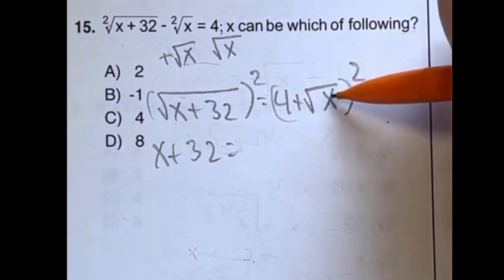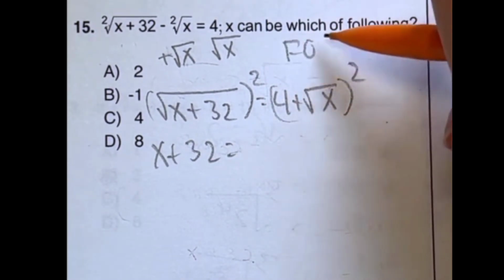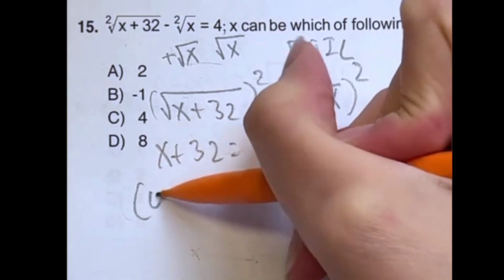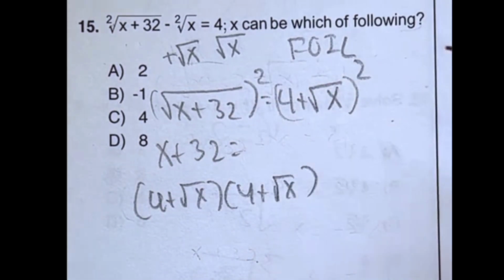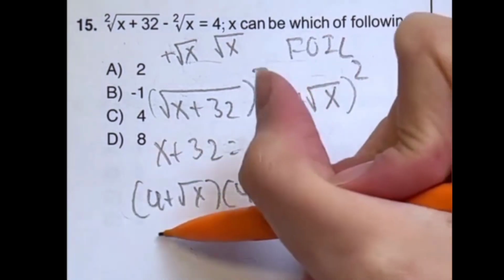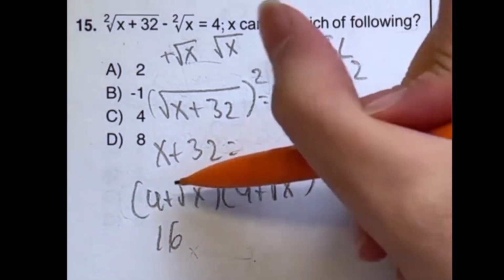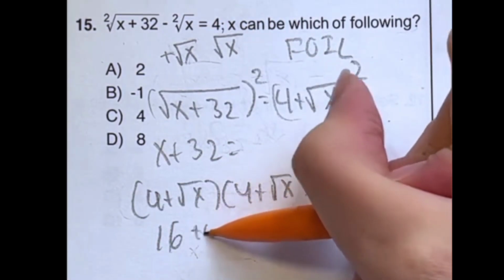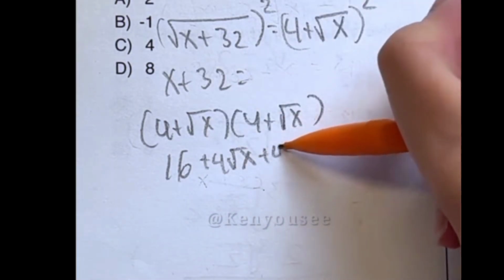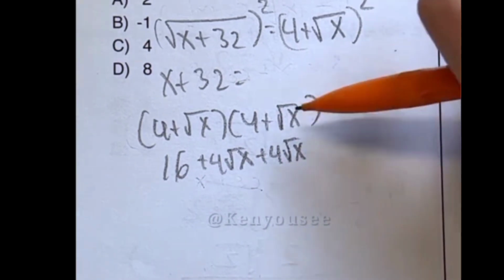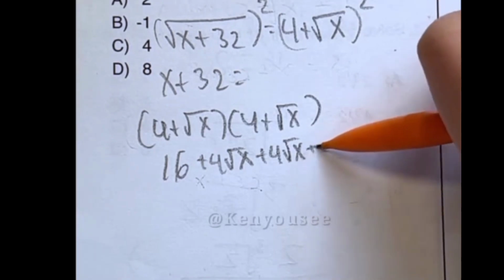And then on the right side, we actually have to FOIL this out. FOIL. So it's going to be 4 plus root x times 4 plus root x. F stands for multiplying the two first terms. 4 times 4 is 16. O stands for multiplying the two outer terms. 4 times root x is 4 root x. I stands for multiplying the two inner terms. That's also going to be 4 root x. And then L stands for multiplying the two last terms, which is going to be just x.